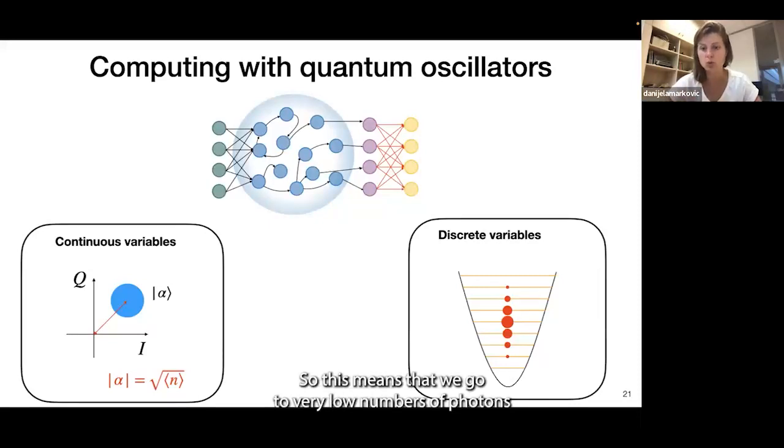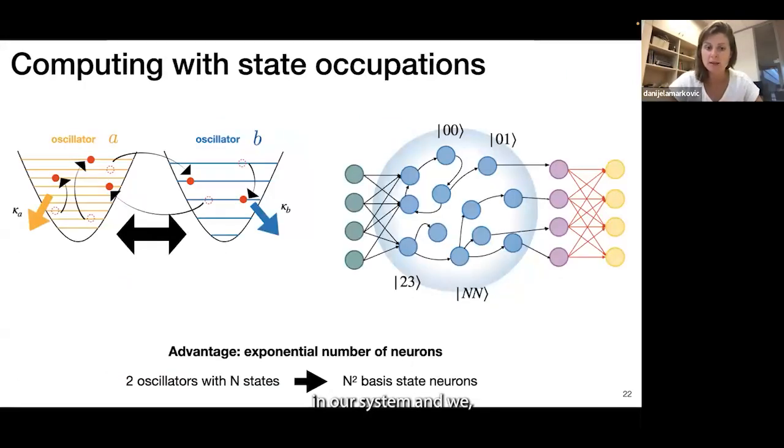So this means that we go to very low numbers of photons in our system. And we really use the fact that its energy levels are discretized. So here I show schematically at left the 2 oscillators with their energy levels. And I will call a neuron each different state where I have a certain number of photons in each oscillator. For example, 0,0 will be 1 neuron, 0,1 will be a second neuron, 5,5 will be a third neuron. And then the outputs of these neurons will be probability amplitudes to find the system in this state.